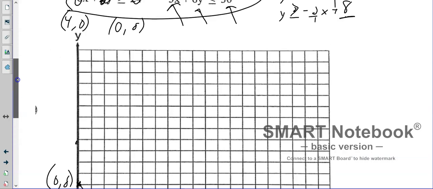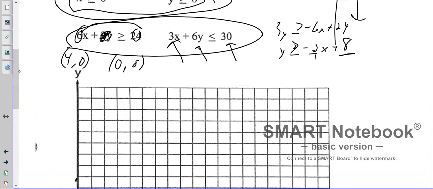Now we have to test. And as long as it doesn't go through the center, the best point to use is 0, 0. So I'm going to go back to my original problem. I could go over to y equals 1, but this is easier because 0 makes everything on this side disappear. And I get 0 is greater than or equal to 24.